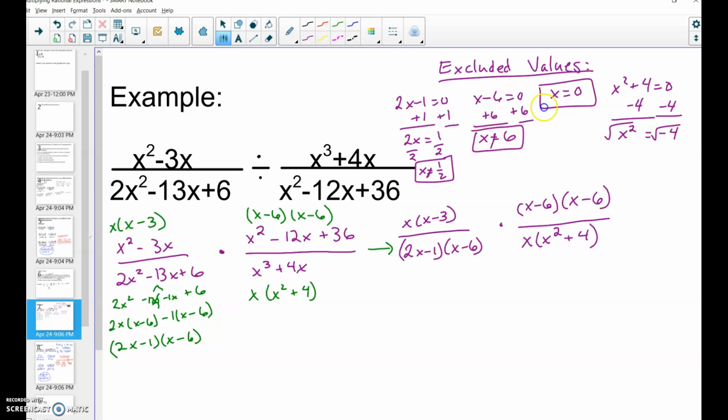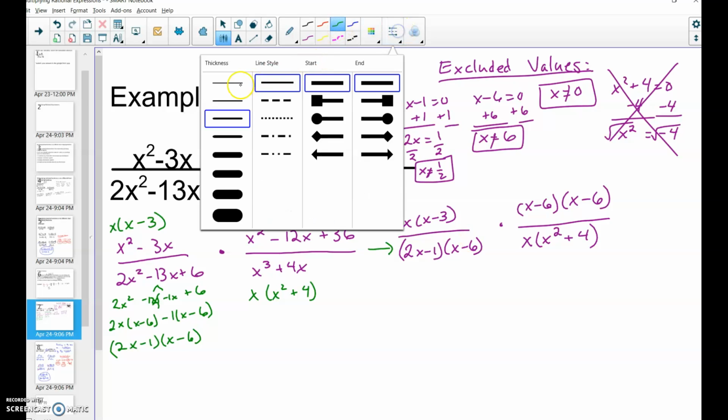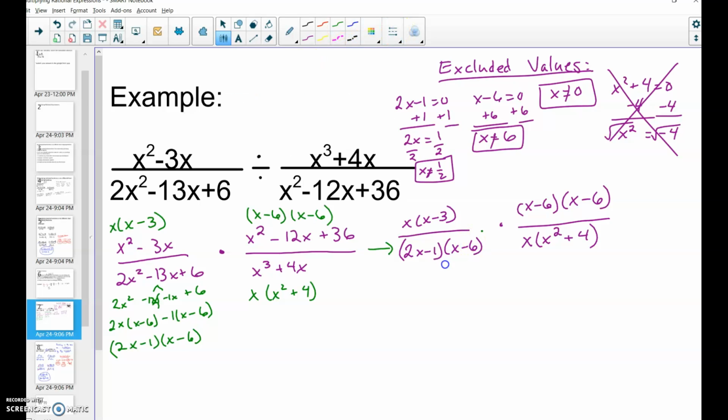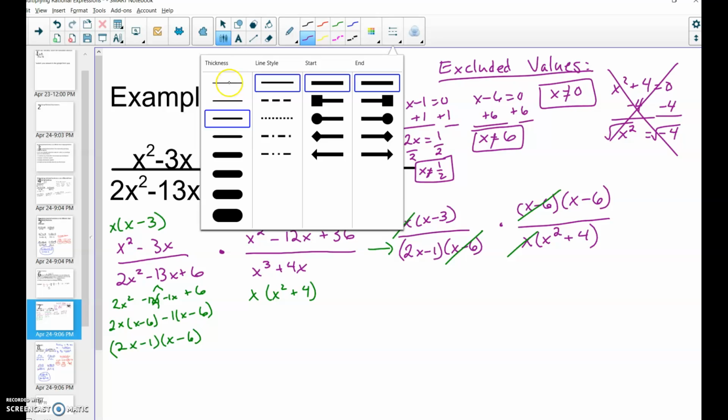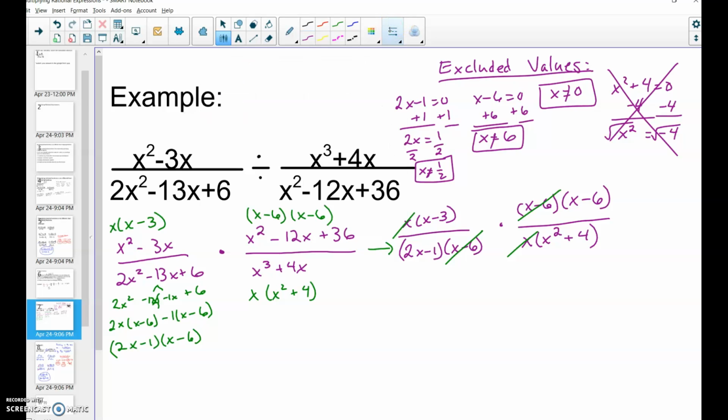For my last one, when I go to solve for x, I would be taking the square root of a negative number, and I can't do that. So that one doesn't count. So now I am allowed to go back to my fraction and cancel out any terms from numerators and denominators. So I can cancel out my x minus 3, can cancel out my x. Then I'm just going to rewrite by multiplying across.